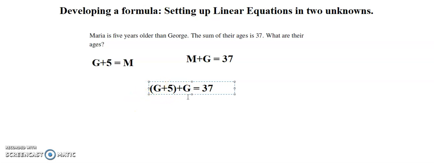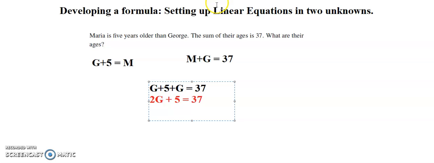Now the brackets aren't really doing anything because it's just plussing everything. But I am able to simplify this now because G plus G is 2G. So it becomes 2G plus 5 equals 37. Now I would like to get all my constants on one side, so I'm going to take away 5 from both sides. That leaves me with 2G is equal to 37 take 5, which is 32.